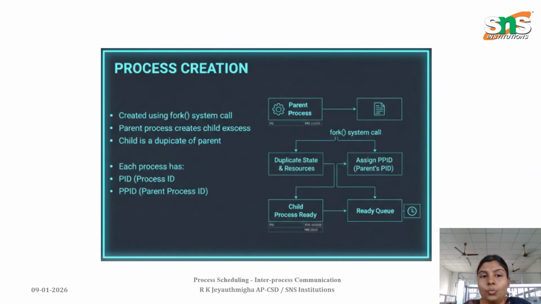Two major operating system operations are process creation and process termination. A process is created using the fork system call. A parent process creates child processes, and the child is a duplicate of the parent. Each process has a process ID and a parent process ID.